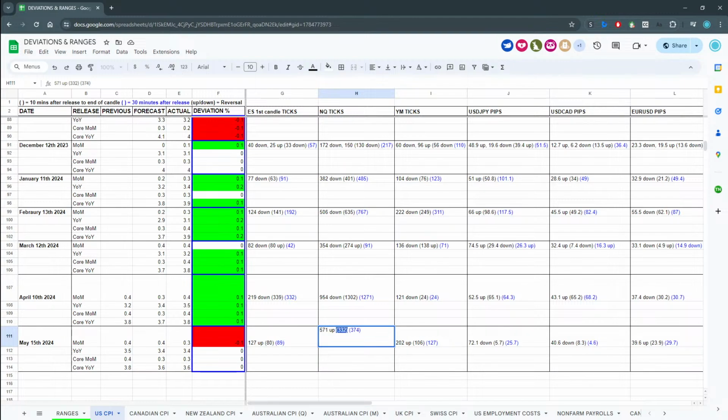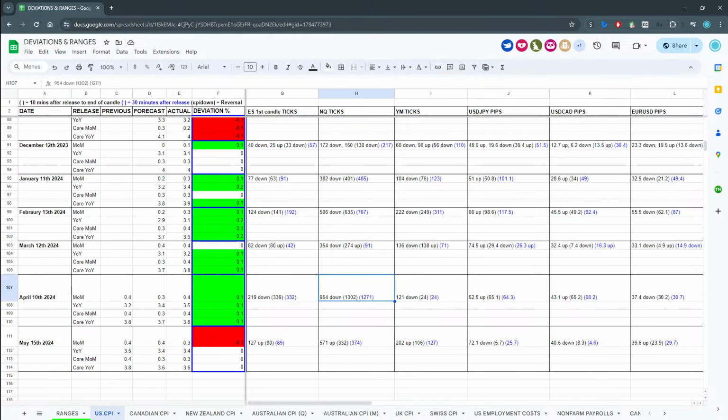Then here in the black brackets, we have the movement 10 minutes after the economic release has occurred, and after about 30 minutes in the blue brackets, the movement of the NQ here. So we were still up by 374 ticks, but we had made our way back down from about 571 ticks from the initial market reaction.